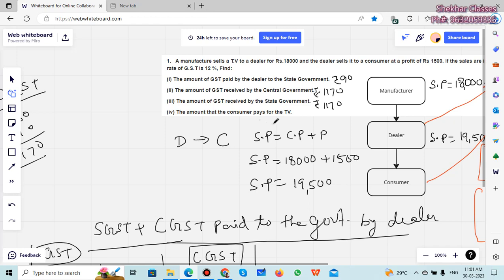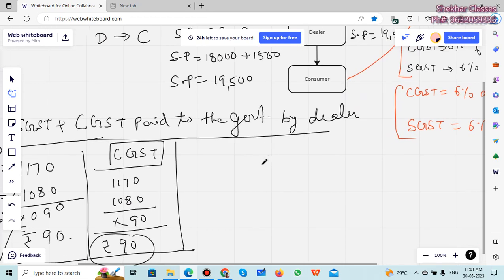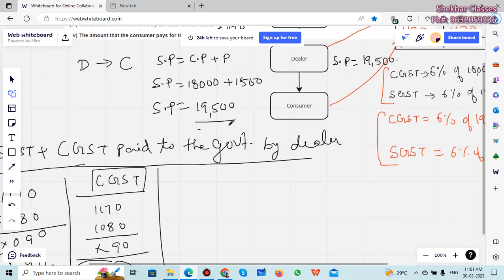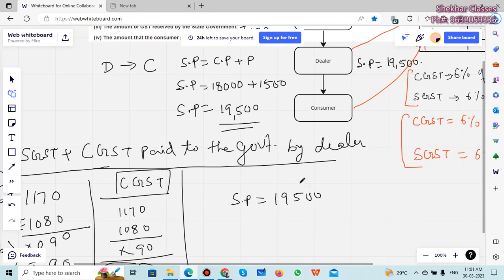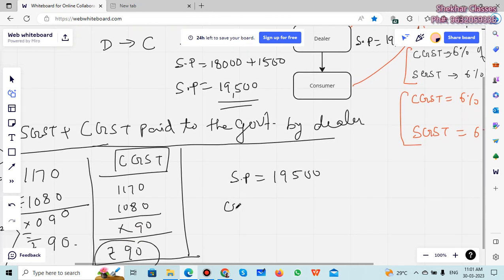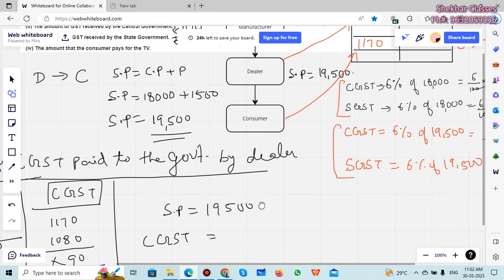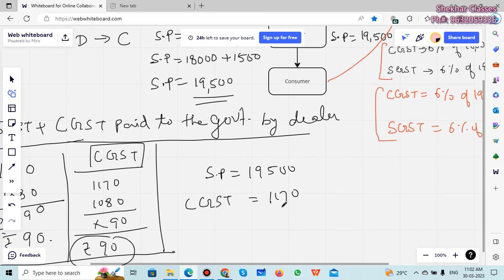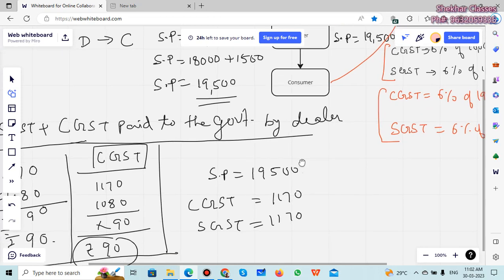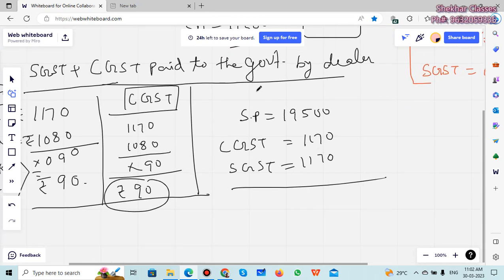So the amount that the consumer paid for the TV. Now let's see, what is the selling price of the dealer? The dealer selling price is 19,500. Now what is the tax on it? CGST is how much? 1170. SGST, 1170. What is the amount to be paid? This is all that the consumer has to pay.